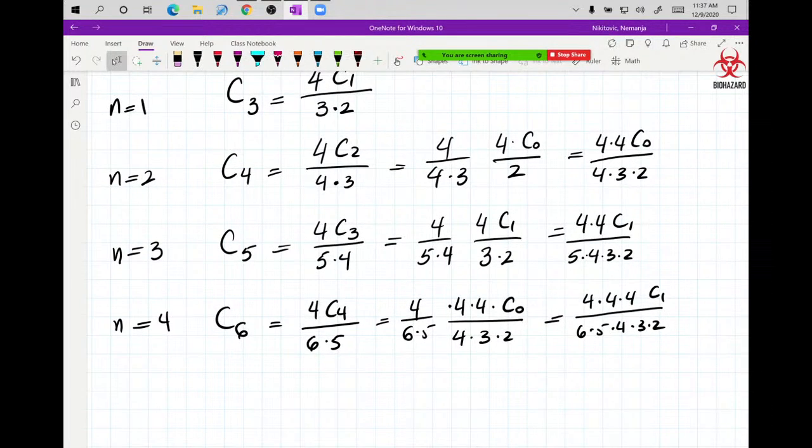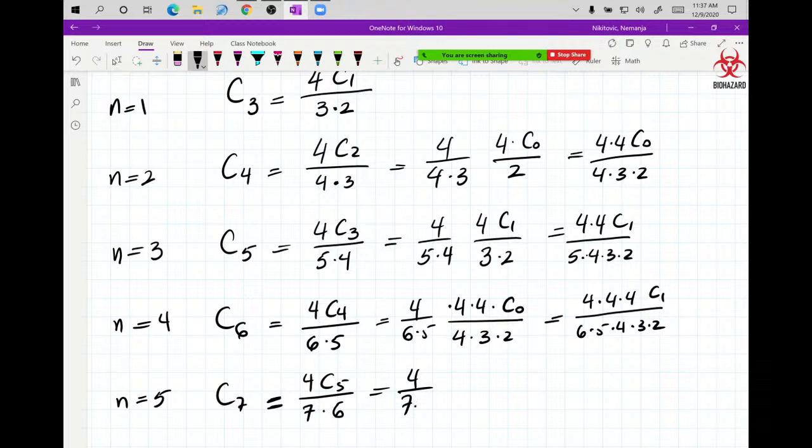Guys, I could have canceled a lot of stuff. I can cancel 4 and 4 and 4 with the 2 and 4 with the 6, but that would absolutely destroy my factorial on the bottom. So let's leave it. And we have a C7 now, which is 4C5 divided by 7 times 6. Oops, they're one apart. 7 times 6. And that's 4 over 7 times 6.